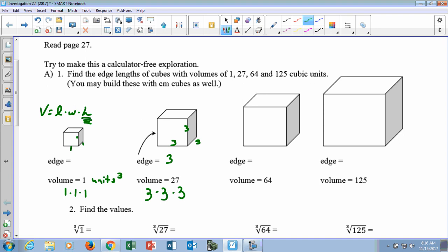Angelique? 4. 4 times 4 is 16. 16 times 4 is 64. So your edge length here is 4. And then last but not least, 125.